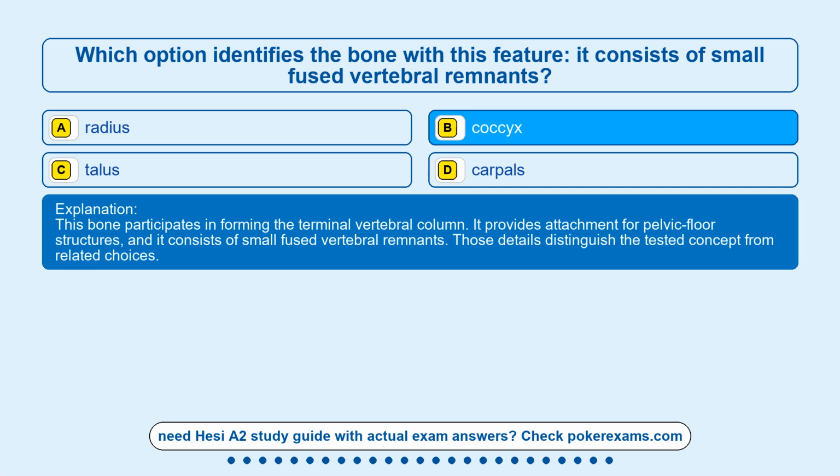This bone participates in forming the terminal vertebral column. It provides attachment for pelvic floor structures, and it consists of small fused vertebral remnants. Those details distinguish the tested concept from related choices.